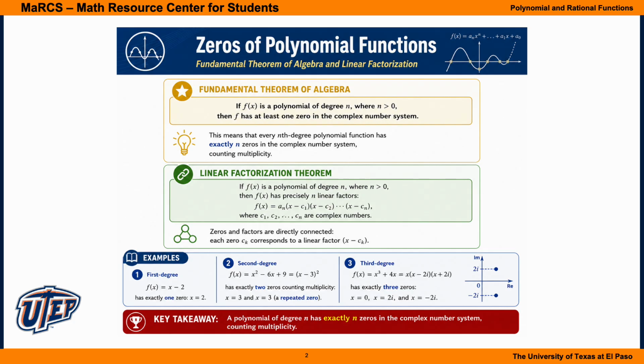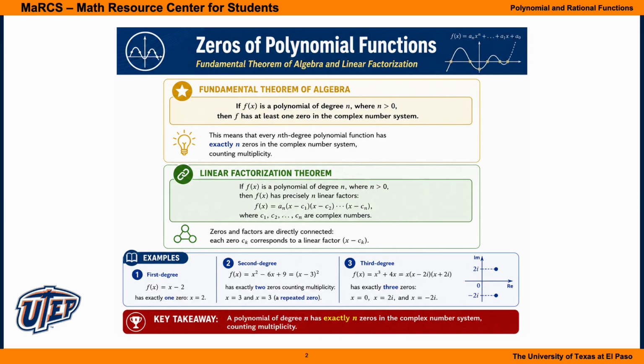The fundamental theorem of algebra states, if f of x is a polynomial of degree n, where n is greater than 0, then f has at least one zero in the complex number system. This means that every nth degree polynomial function has exactly n zeros in the complex number system, counting multiplicity.